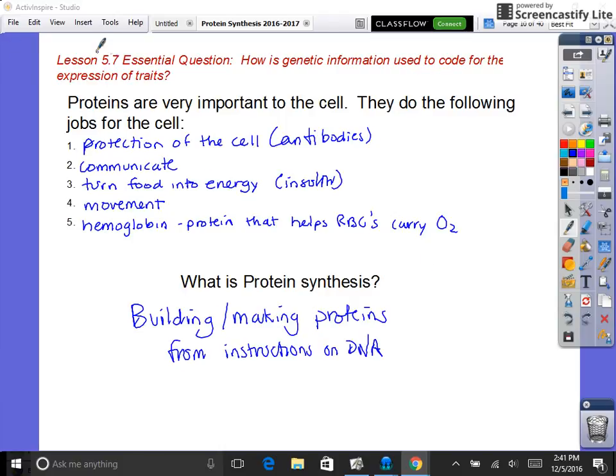Today we're going to start lesson 5.7. The essential question is, how is the genetic information used to code for the expression of traits? So we're talking about how we take DNA and make proteins.